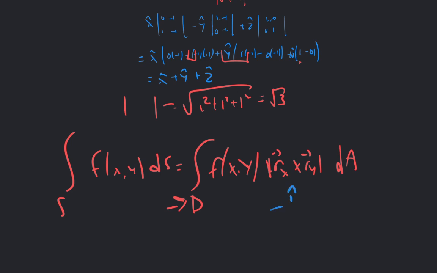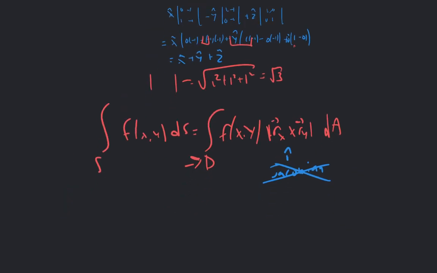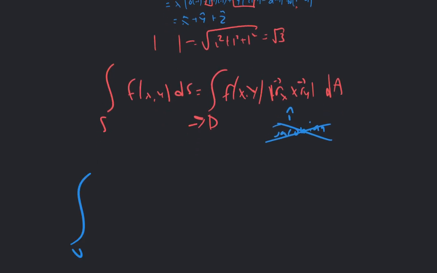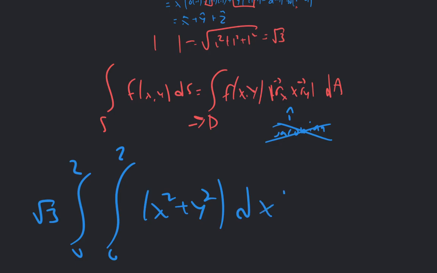This looks like the Jacobian, but it is not the Jacobian. It acts like it, but it is not. We are not really changing coordinates. So now when we write this integral, 0 to 2, 0 to 2, x squared plus y squared dx dy, it doesn't really matter all that much in what order you integrate it.